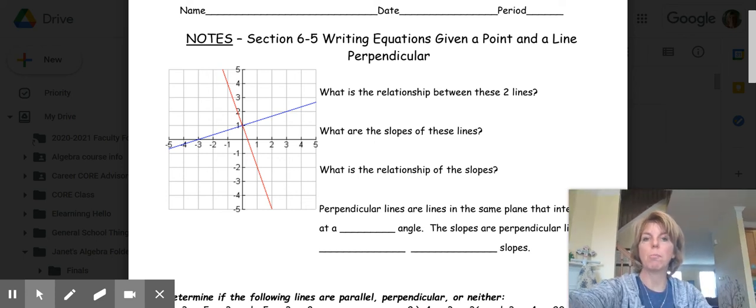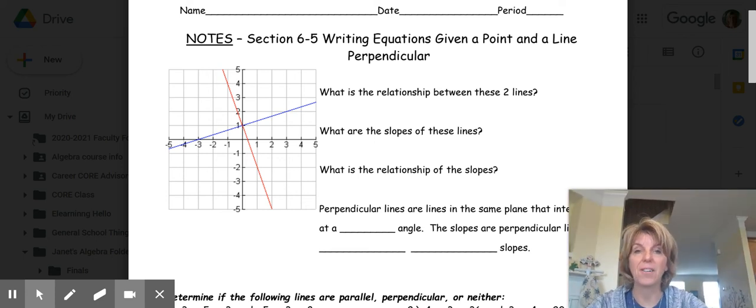Guys, this is a lesson on perpendicular lines. How are you guys doing? Deep breaths. Deep breaths. This is a hard section. This is the first time this year that we really hit some things that are really hard and really kind of make your mind spin a little bit. You can do this. You can do hard things.